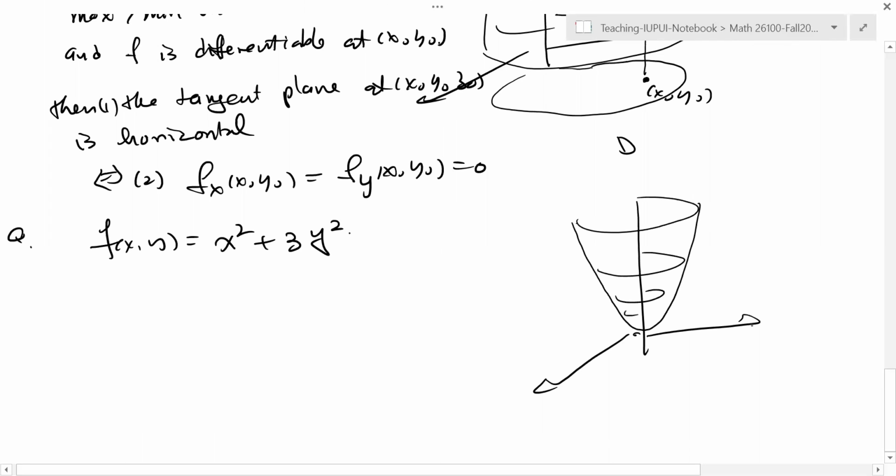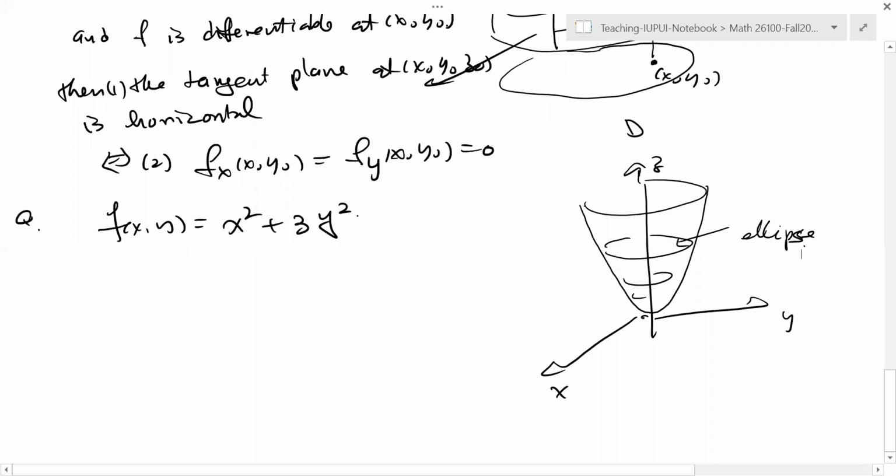Okay, this is the x-axis, this is the y-axis, this is the z-axis. It's a paraboloid. Each cross section is an ellipse, not a great circle. Okay, ellipse. So this function has a local minimum value at its origin, and let's prove it.